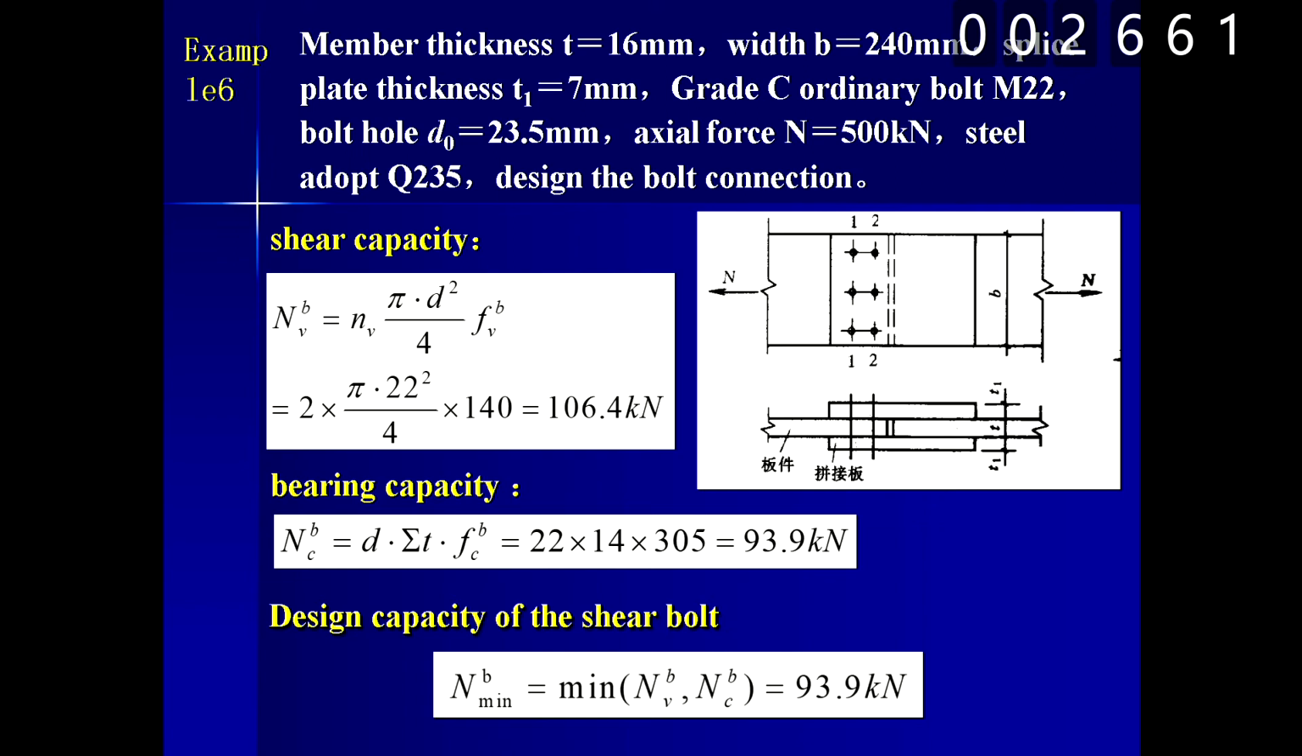Because this is 7. How many situations will I show you? One situation is 7, right? One situation is 7 plus 16, right? Another situation is only 16, right? The next situation is 7 plus 16 plus 7, right? And the final situation is 7 plus 7. There are so many situations for the thickness. Why is it 14 for calculating the bearing capacity?